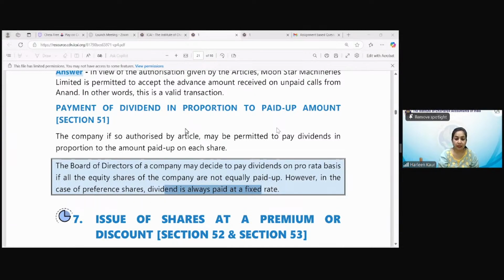Ma'am, making calls in advance doesn't give any benefit to the right call. So, Mr. Kevin, it all depends. If you have more amount, if you have more payment, then you can pay the advance amount as well. It depends upon your choice, the shareholder's choice. The company is not forcing you for that. Okay.